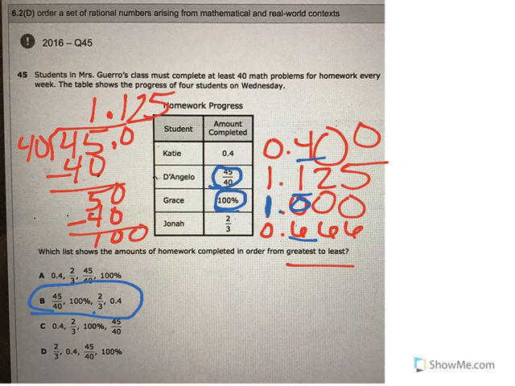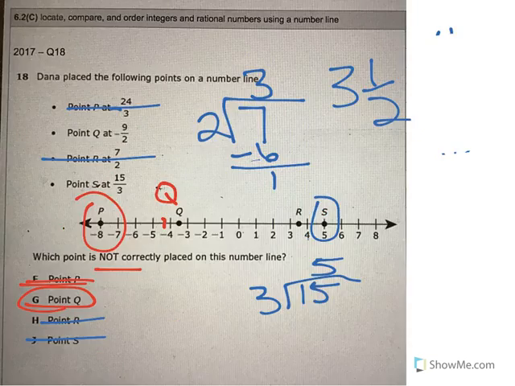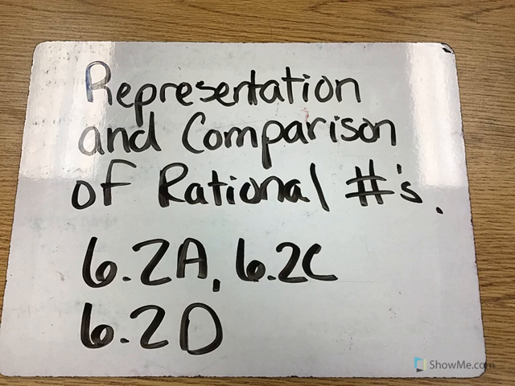All right, so we've gone over some problems from the Release Star questions over 6.2a, 6.2c, and 6.2d on representation and comparison of rational numbers. So hopefully this has made sense and this has helped.